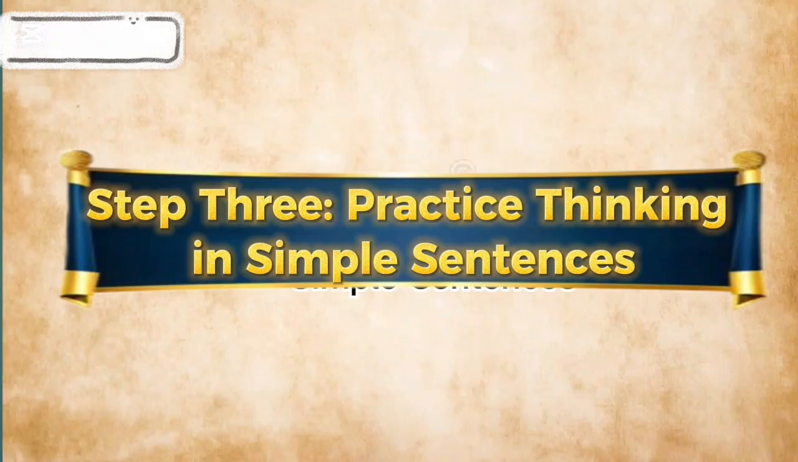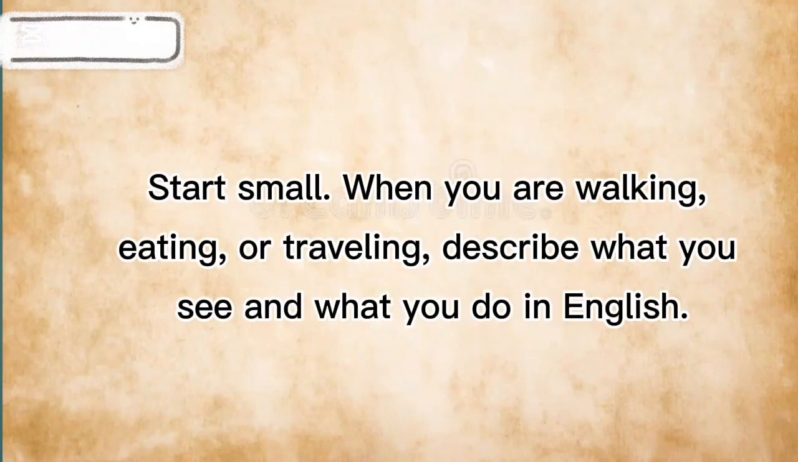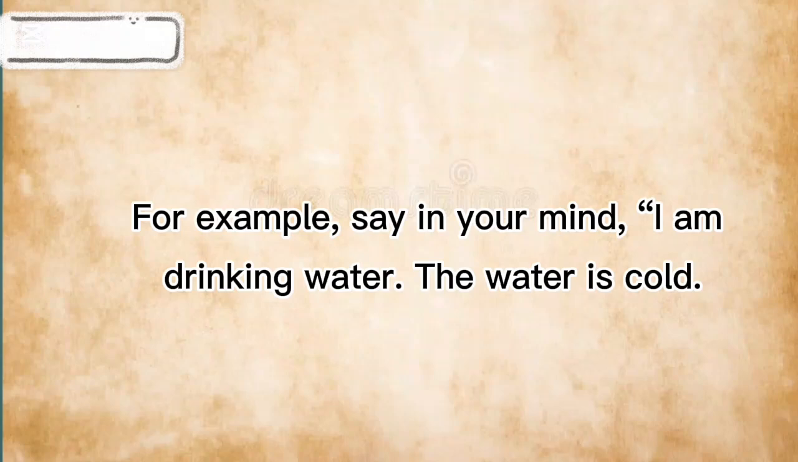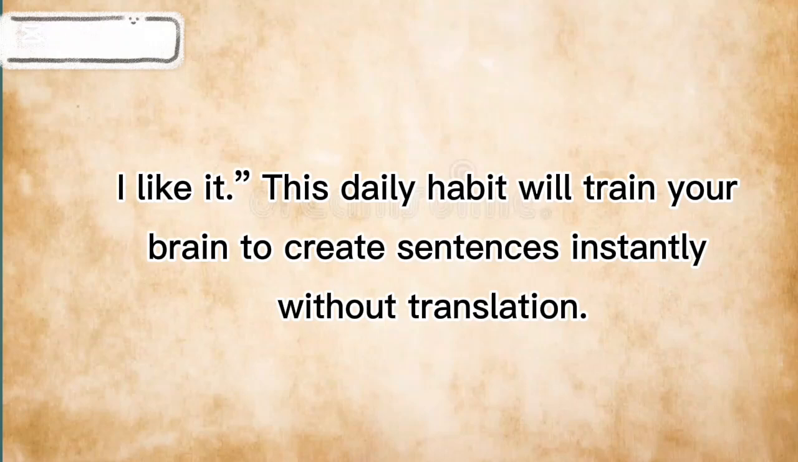Step 3. Practice thinking in simple sentences. Start small. When you are walking, eating, or traveling, describe what you see and what you do in English. For example, say in your mind, I am drinking water. The water is cold. I like it. This daily habit will train your brain to create sentences instantly without translation.